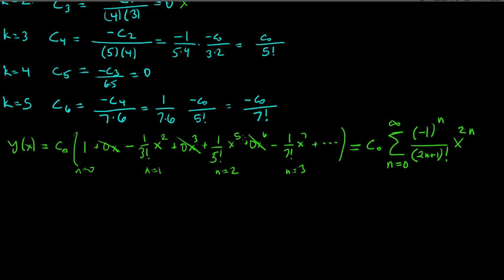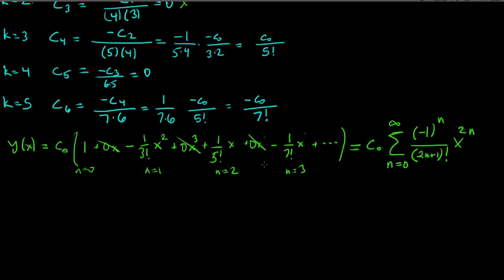2n, because the exponents are even. Oh, they should be even. Oh, I messed up again. Yep, this is not x to the fifth, right? This is x to the fourth, and this is x to the sixth. It's the odd ones that are zeros.